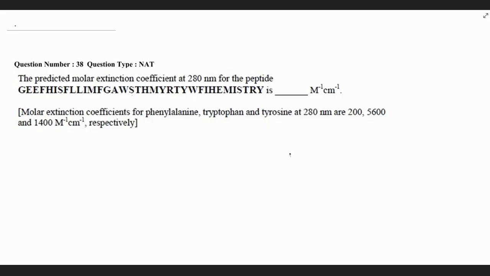The predicted molar extinction coefficient at 280 nanometer for the peptide, so this is a really big peptide sequence that's given here, is what, in molar inverse centimeter inverse. They have also given the molar extinction coefficients for phenylalanine, tryptophan and tyrosine at 280 nanometer. The reason they've given only these three is that the absorbance you observe for the peptide at 280 nanometer is primarily because of these amino acids. If you know the one-letter codes for these amino acids, you just have to add in order to get the answer. For phenylalanine it is F, for tryptophan it's W, and for tyrosine it's Y.